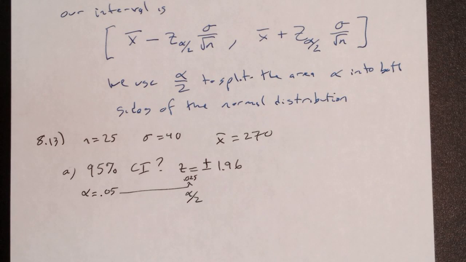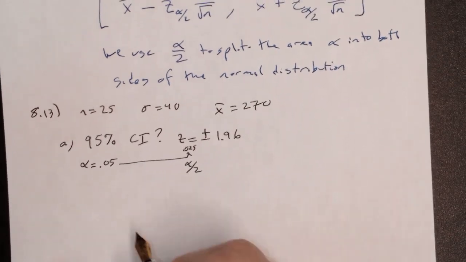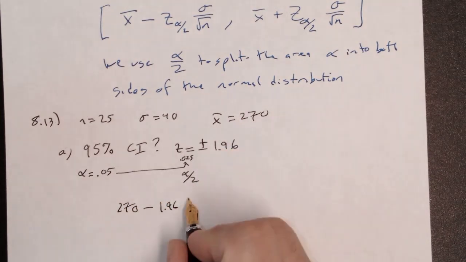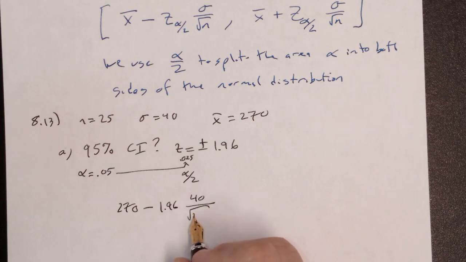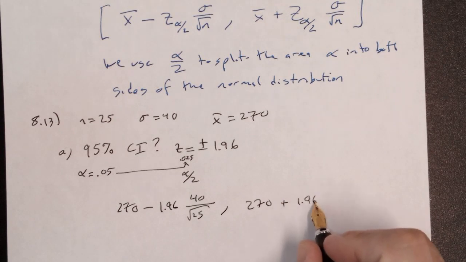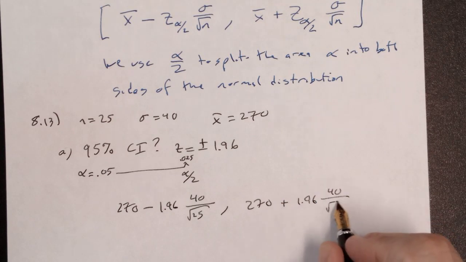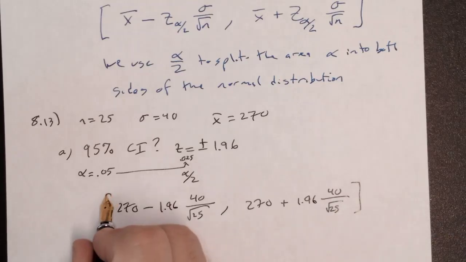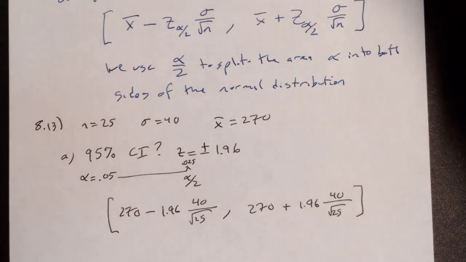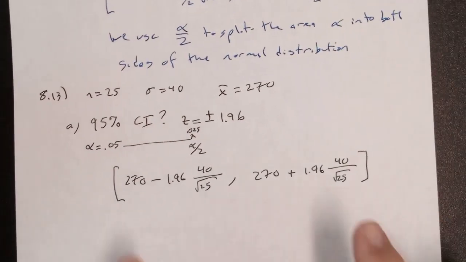Now, I need to do the standard deviation divided by the square root of n. So it's 270 minus 1.96 times the standard deviation divided by the square root of n, and then 270 plus 1.96 standard deviation divided by the square root of n. This is my confidence interval. Give me a number. Give me at least 2 decimal places on each calculation, but give me numbers.